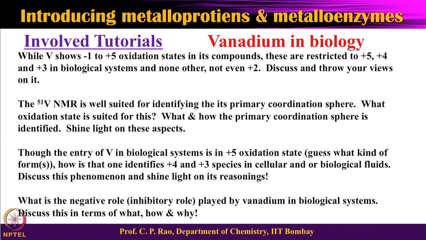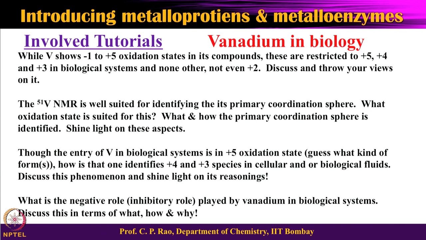Okay, let us look at the next question. The vanadium-51 NMR is well suited for identifying its primary coordination sphere. What oxidation state is suited for this? Obviously, for any NMR you look for a non-paramagnetic, preferably diamagnetic, species. So, which of the vanadium is diamagnetic? Vanadium 5. Why? Vanadium 5 is d0.